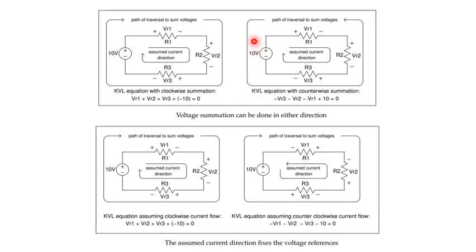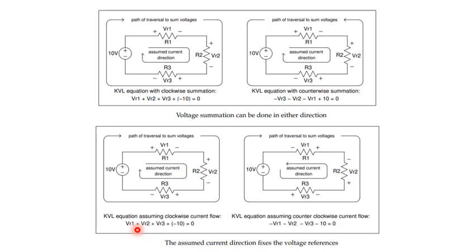Now if the current direction is the same but you reverse the tracing direction, tracing from R3 to R1, then you interchange the signs. That is, minus VR3 minus VR2 minus VR1 plus 10 is equal to 0. In that way you need to consider it. Again, the tracing and the current direction are the same, so you can write VR1 plus VR2 plus VR3 minus 10 is equal to 0.